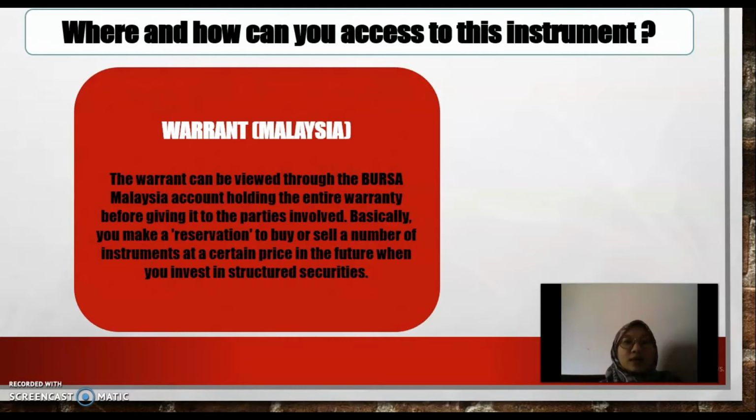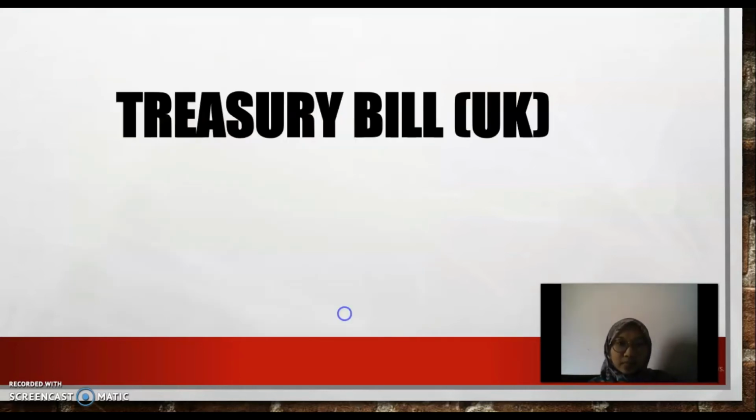Where and how can you access the instrument in Warrant Malaysia? Firstly, the warrant can be viewed through a Bursa Malaysia account, holding the entire warrant before giving it to the parties involved. Basically, you make a reservation to buy or sell a number of instruments at a certain price in the future when you invest in such a security.